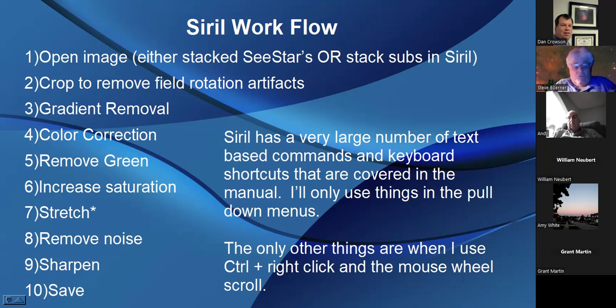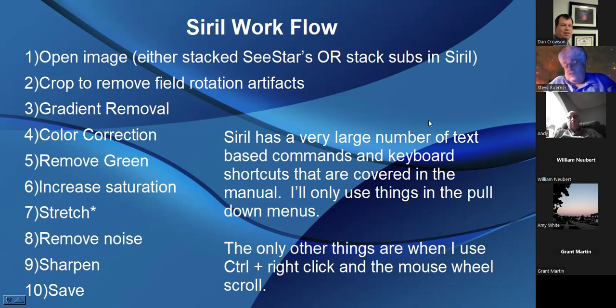Anyway, the next thing you want to do is crop it to remove the artifacts you get from field rotation. And then a lot of times, if you're taking pictures, you've got a gradient, so I'm going to remove the gradient. The colors are all funny, and I'm red-green colorblind, so I can't tell the right colors anyway, so I'll use the color calibration and assume it does it right for me. And a lot of times, even after that, there's some green in the pictures that needs to be gotten rid of. And then sometimes I like my colors to jump a little bit more, so I increase the saturation. And then we're going to spend a whole lot of time here in stretching. And then I'm going to remove noise, okay? And then I'm going to sharpen it a little bit, and I'm going to save it, okay?